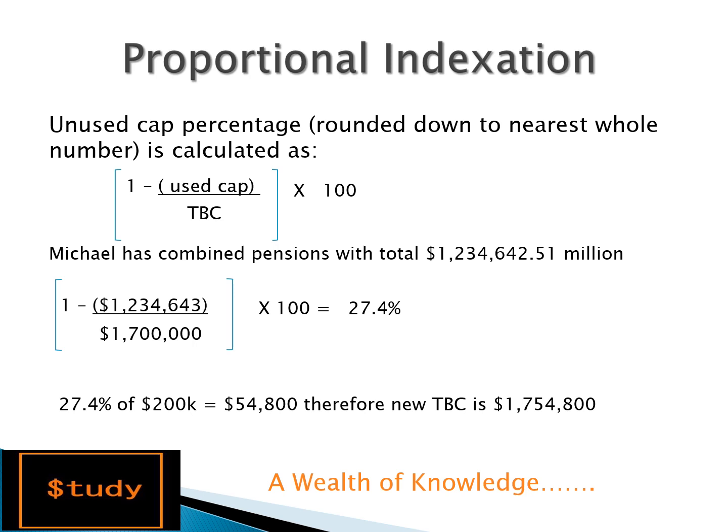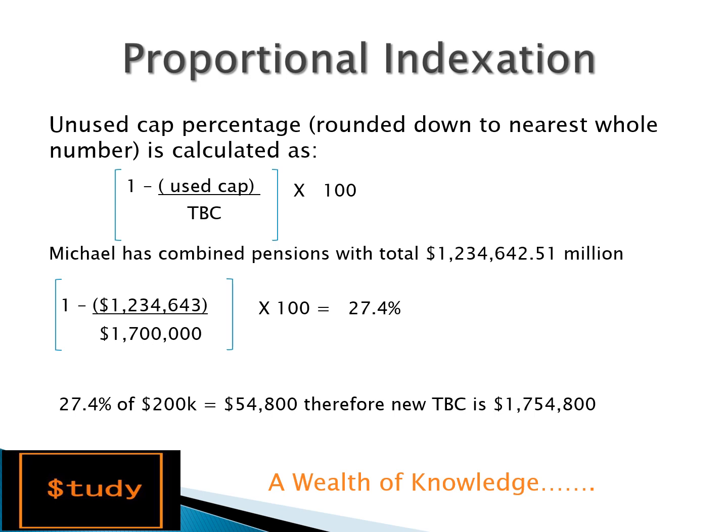So basically what we do here is, Michael had 1.234 mil, divided by the 1.7, gives us the fraction that we subtract from 1, multiplied by 100, and the answer is 27.4%. Meaning that 27.4% was the unused bit.